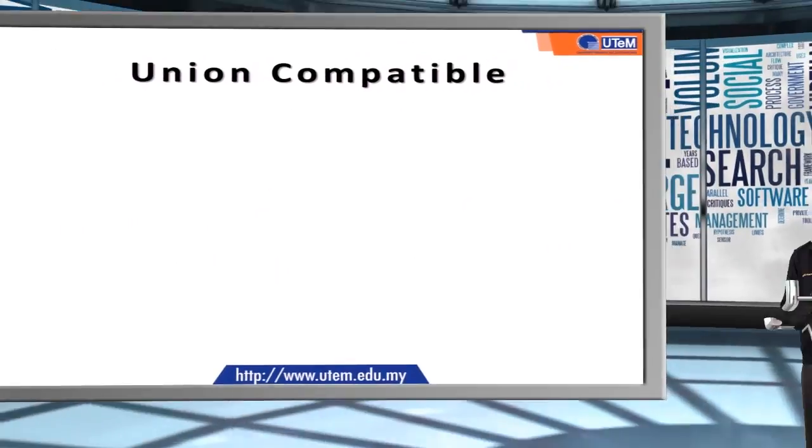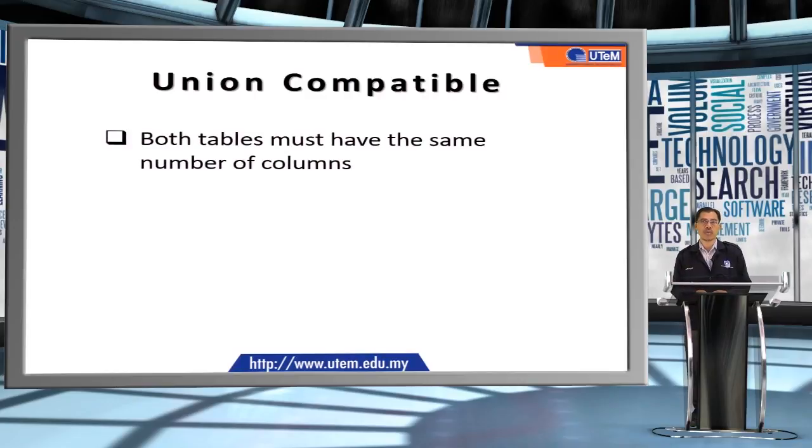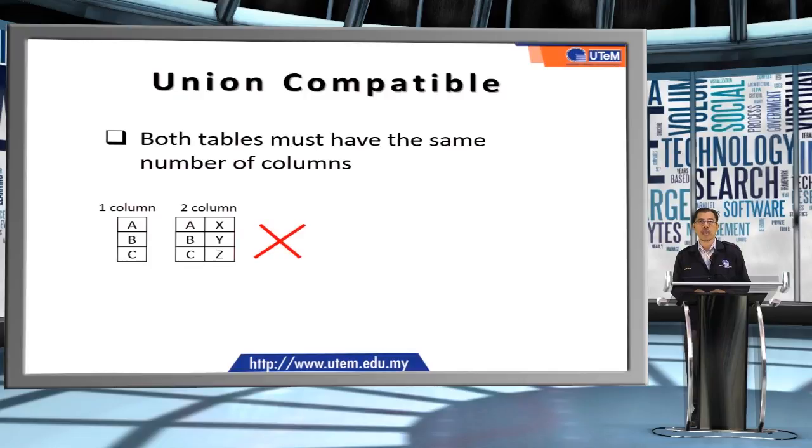For union operation to work, both tables must be union compatible, which means both tables must have the same number of columns. In this example, the tables are not union compatible because the first table has one column, while the second table has two columns. In the next example, the tables are union compatible because both tables have one column.